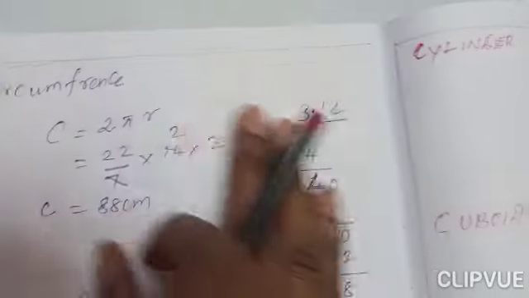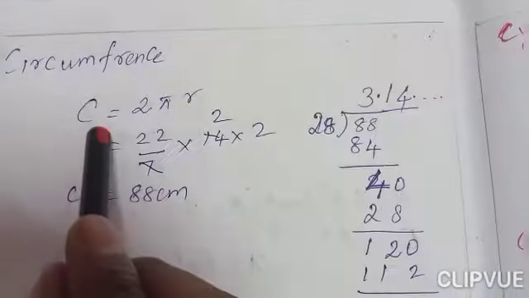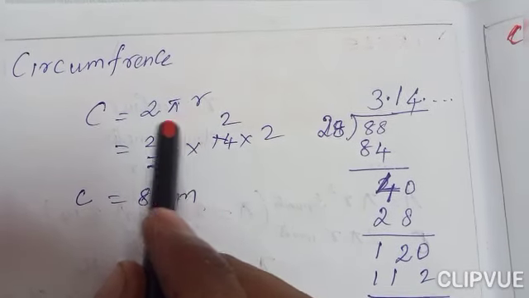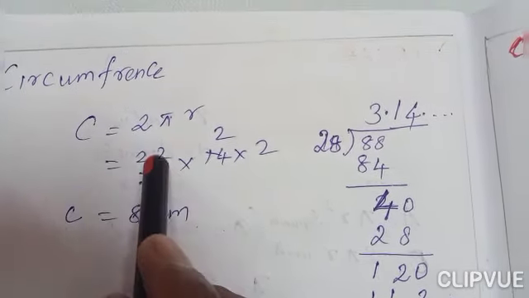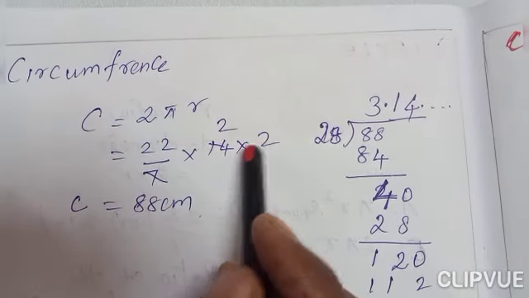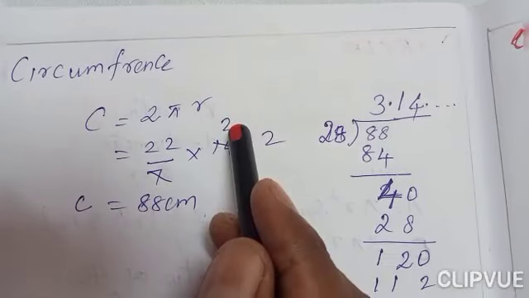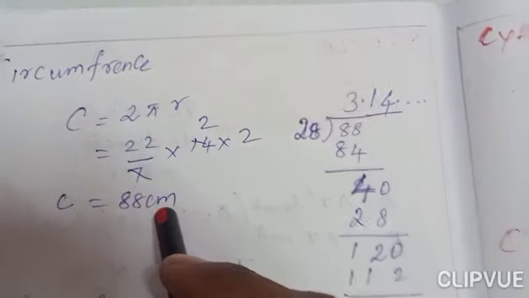Next, the circumference. C equals 2 pi r. This is the formula for the circumference of a circle. Express it as 22/7 into 14 into 2. 1 7 is 7, 2 7s are 14, 22 into 2 is 44, 44 into 2 is 88.